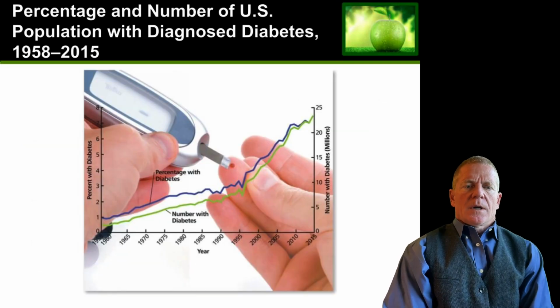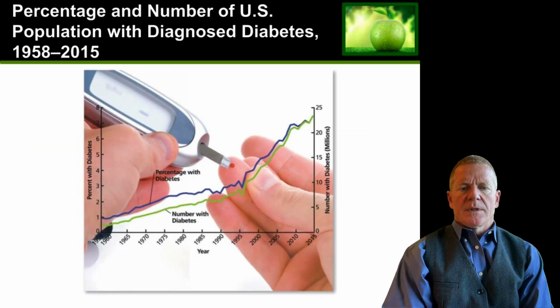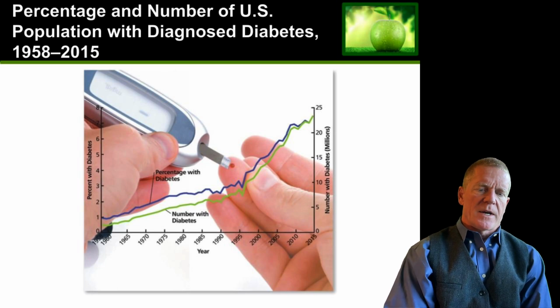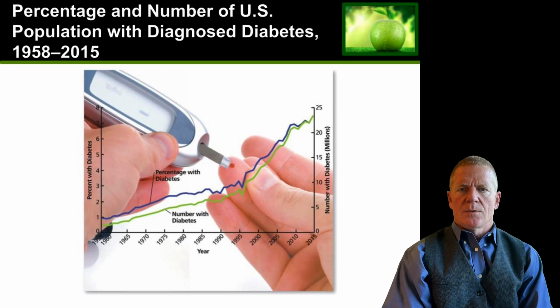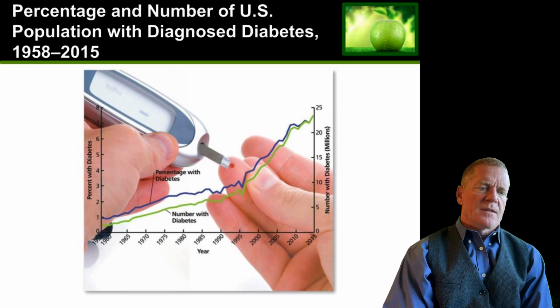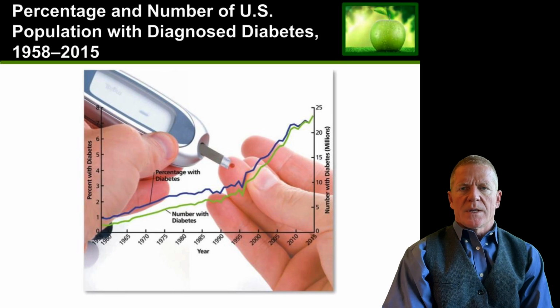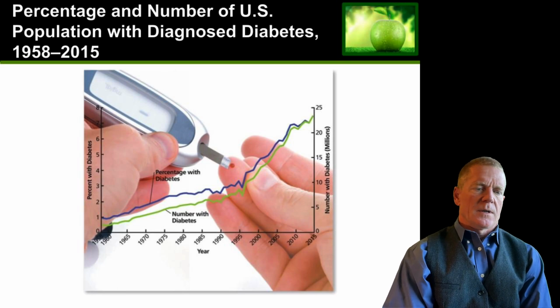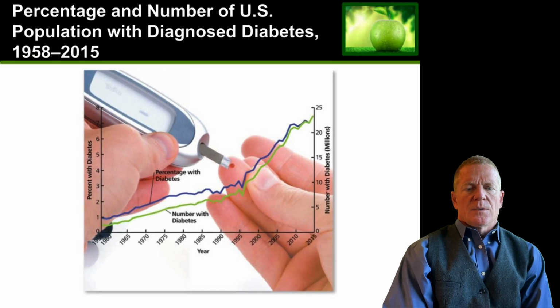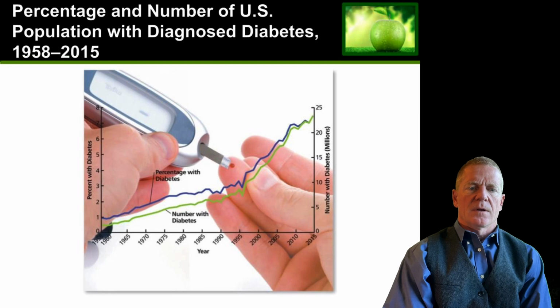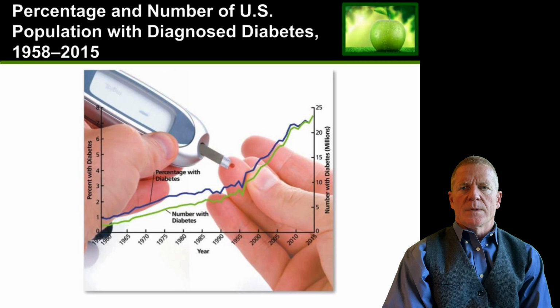So let's take a look at the number of people in the United States who are diagnosed with diabetes. This is showing the trend from 1958 through 2015. And you can see that there's this dramatic increase in the number of people with diabetes and the percentage of people with diabetes in the United States of America. So that is climbing to the point where 7 to 8% of the population have a frank diagnosis of diabetes, and more people are being diagnosed every year.